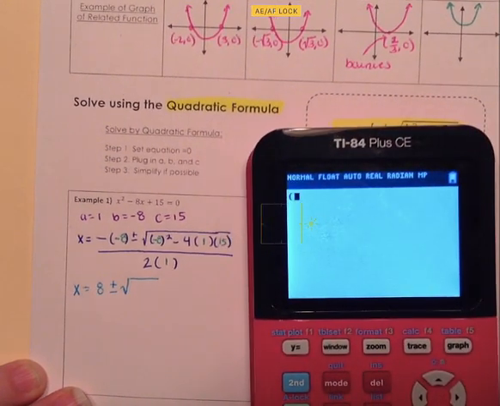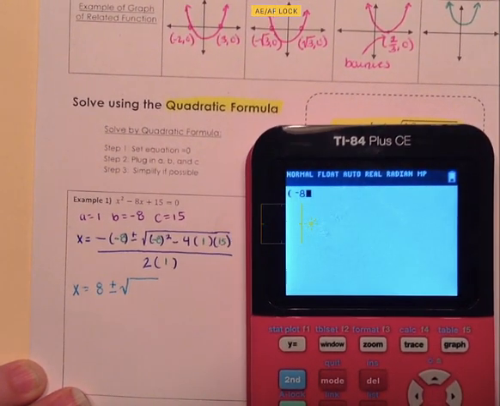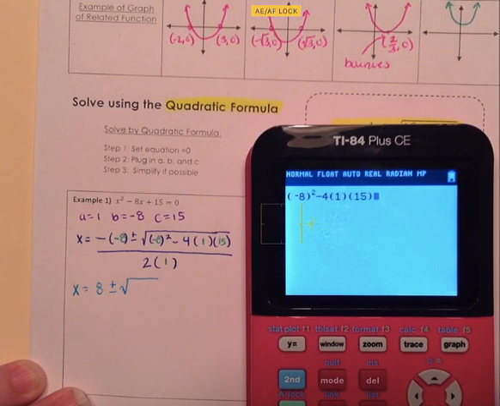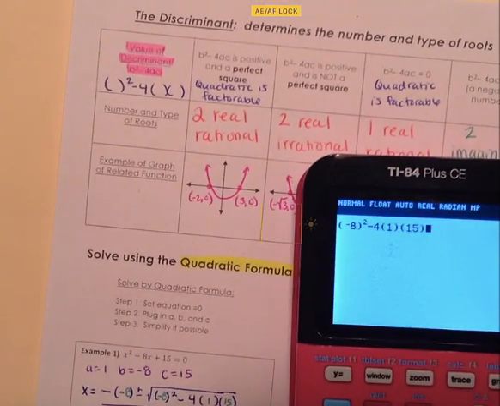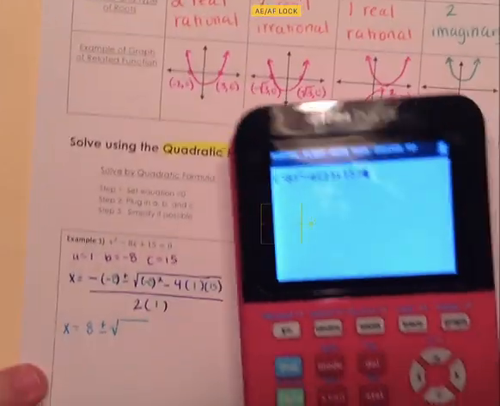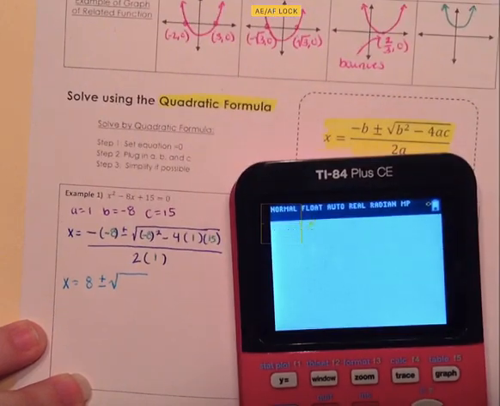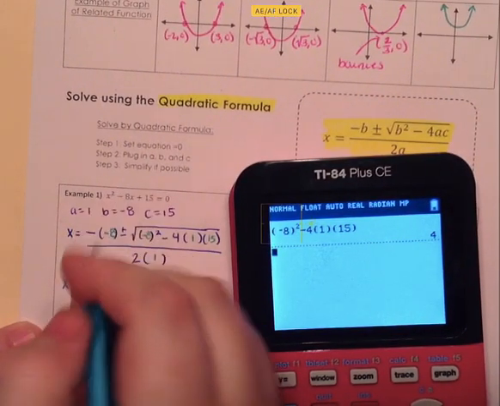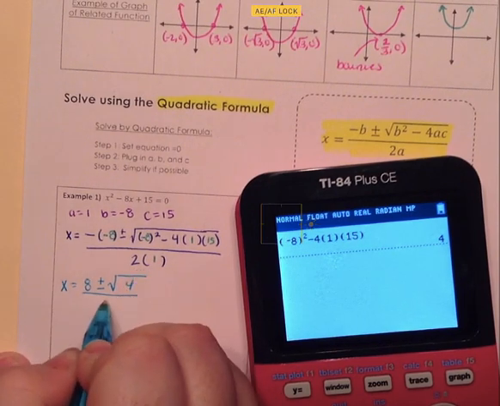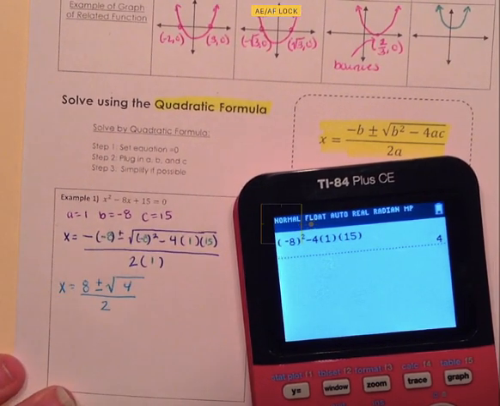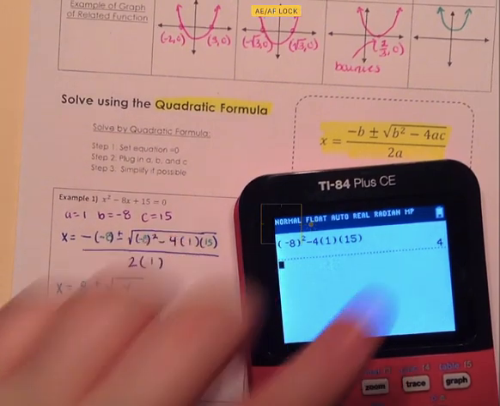So I have (-8)² minus 4(1)(15). Now notice I did not put the square root because the discriminant, as it is up here, does not have the square root symbol on it. So I press enter, and I have 4. So what that means, as I finish this out, is all over 2 times 1, which is 2. Before I finish this, that 4 is my discriminant.